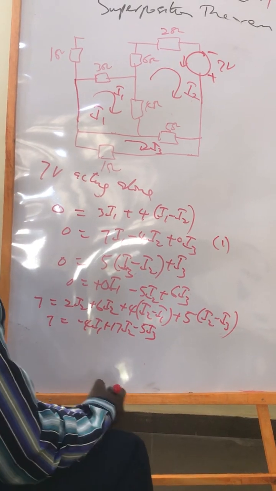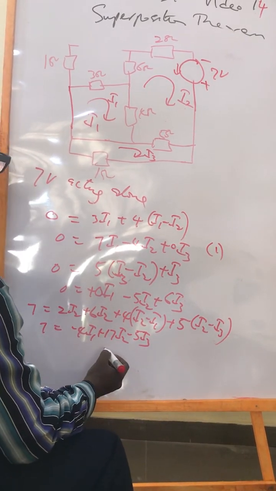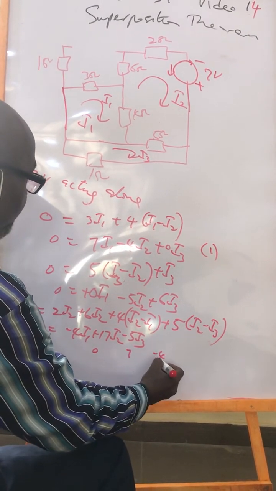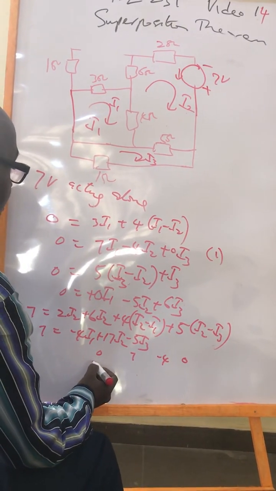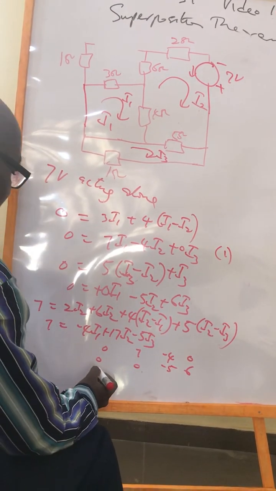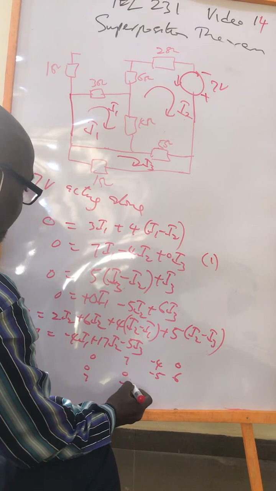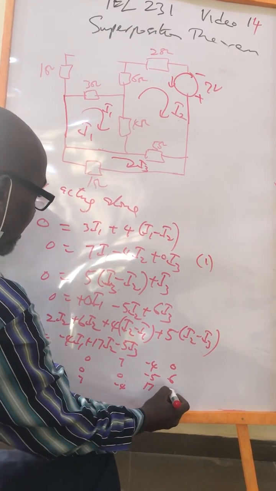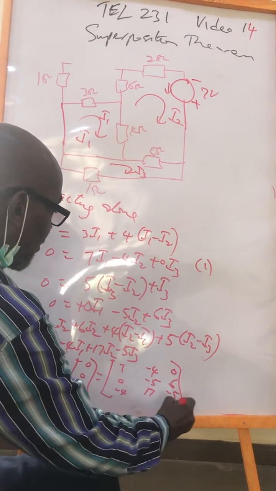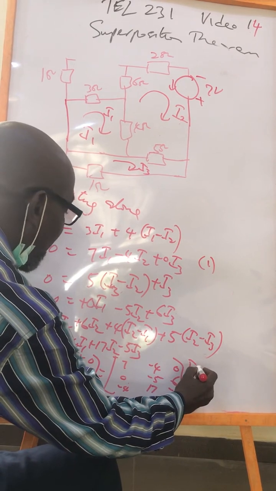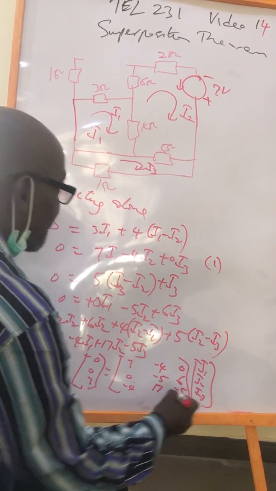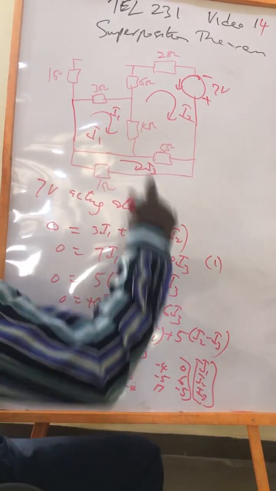So I can go to the same matrix. The first row is 7, minus 4, 0. The next one is 0, minus 5, 6. The last one is 7, minus 4, 17, and minus 5. So this will be in matrix form, multiplied by I1, I2, I3, equals the right-hand side. We can find the result.